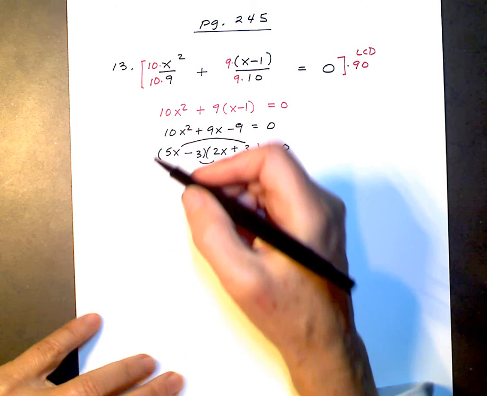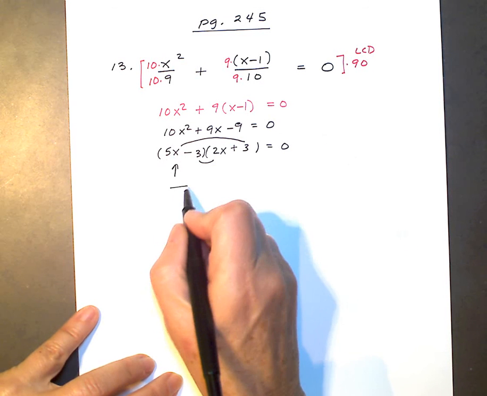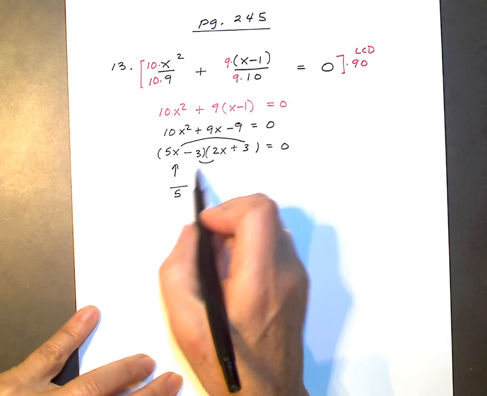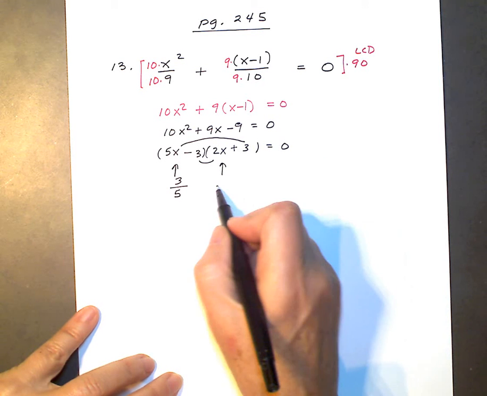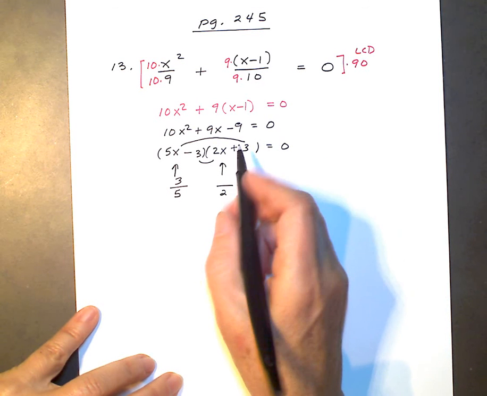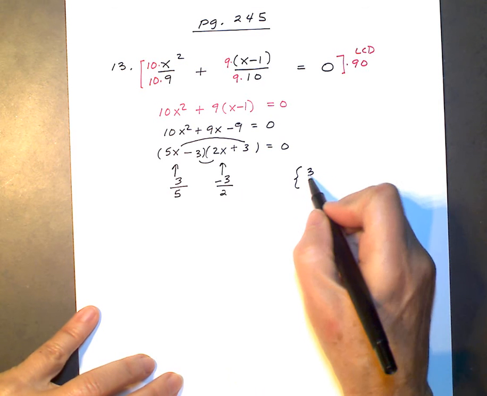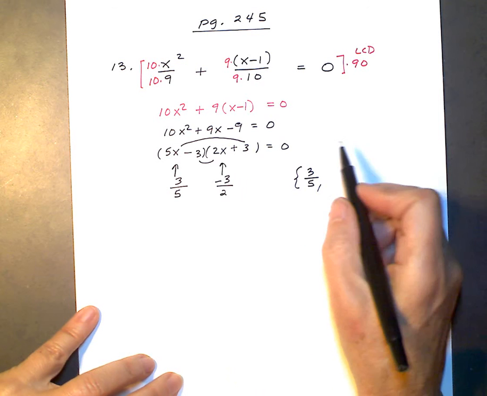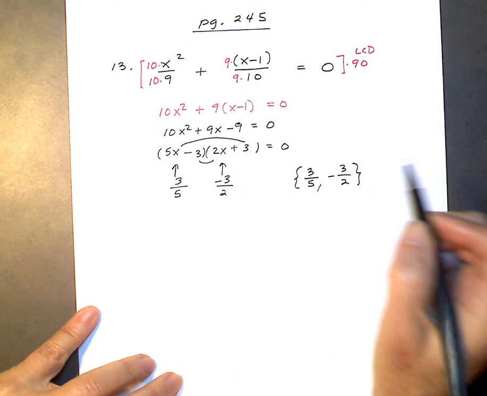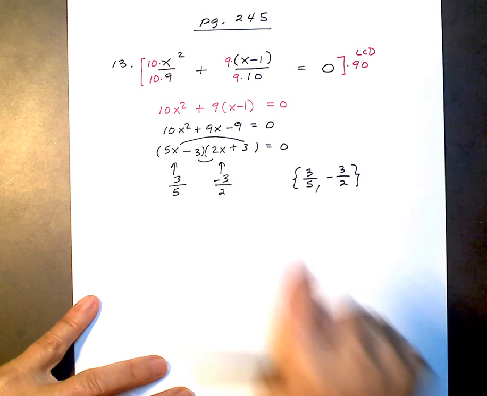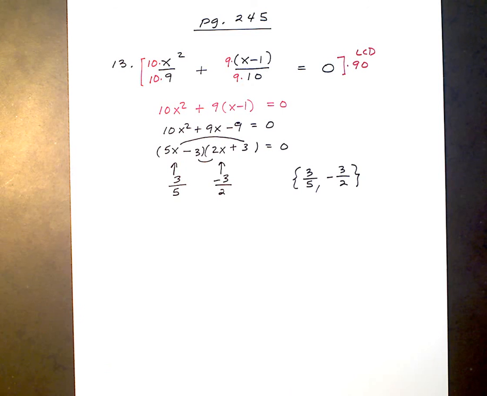So then your solutions will be the value of x that makes this factor 0, therefore the equation true. This one has a 5 in the denominator and a 3 in the numerator, and this one has a 2 in the denominator and a negative 3 in the numerator. So those two values are the two solutions: positive 3/5, and negative 3/2. And I'll leave the check to you. If you put either of those back in for x into the original equation, it makes it true.